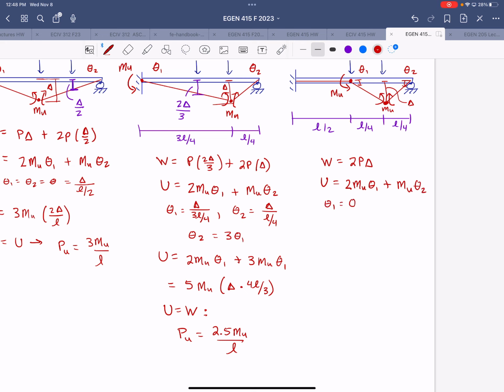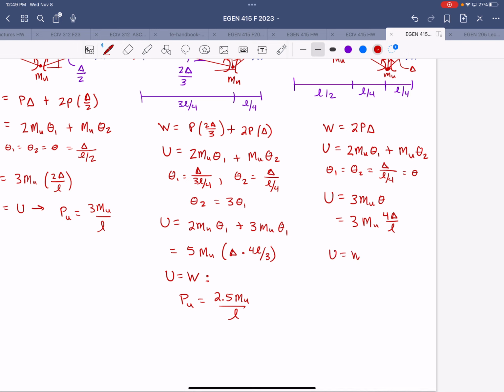Theta 1 and theta 2 are the same, so we'll call them delta over L over 4, or theta. So internal strain energy then becomes 3 mu theta, or in terms of delta and L, 3 mu times 4 delta over L. And then for our energy balance, we get Pu is equal to 6 mu over L. So by a long shot, this is not going to be your failure mechanism.